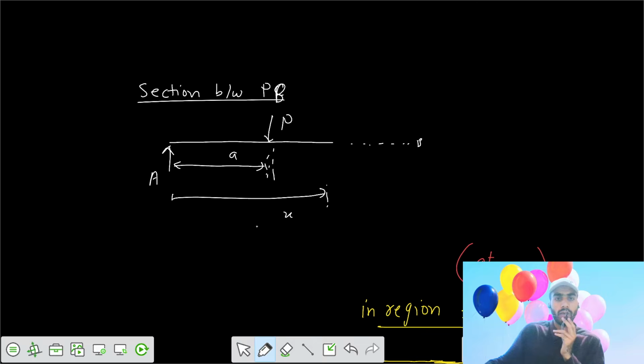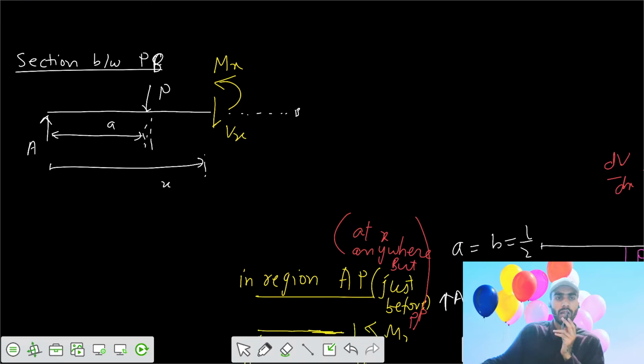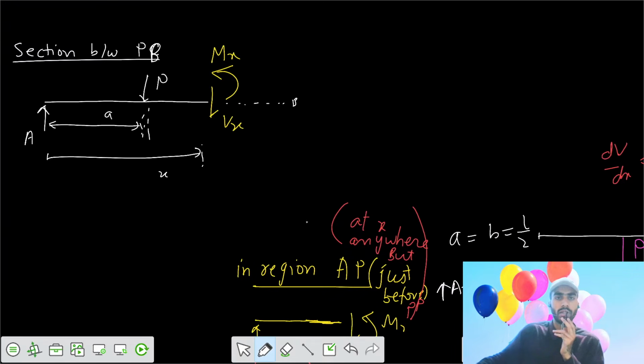So we can get the values. Say the shear force here is downwards, we assume shear force Vx downwards, and the moment here is moment Mx. Then calculate the values of shear. We say that summation Fy goes to 0. Then we can write A. What's the value of A? A is your Pb by L upwards, then minus P downwards, minus Vx equals 0.